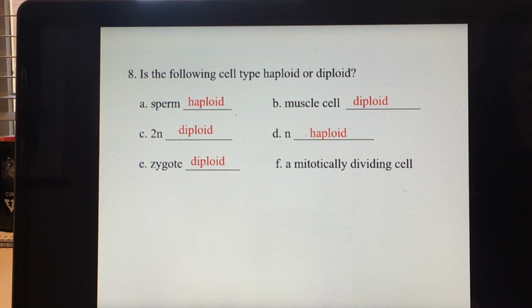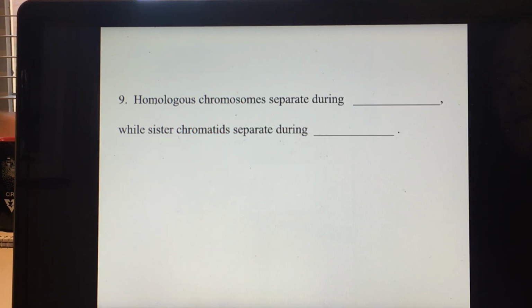It's important to note that chromosomes are not considered haploid or diploid. Cells are considered to be haploid or diploid depending upon whether they have pairs of homologous chromosomes. Any mitotically dividing cell would be diploid. Homologous chromosomes separate during meiosis 1, while sister chromatids separate during meiosis 2.